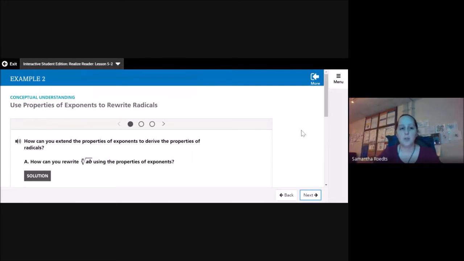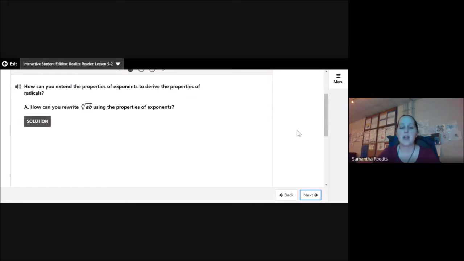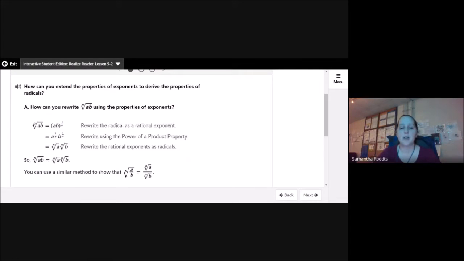All right, example 2, use properties of exponents to rewrite radicals. How can you extend the properties of exponents to derive the properties of radicals? How can you rewrite the nth root of ab using the properties of exponents? So the nth root of ab equals ab to the 1/nth power. So a to the 1/nth, b to the 1/nth. So the nth root of a, the nth root of b. So the nth root of ab equals the nth root of a times the nth root of b.